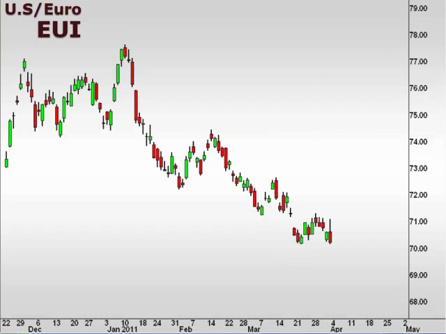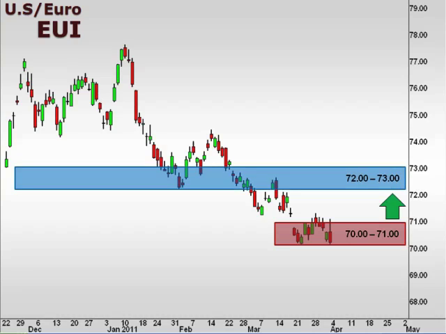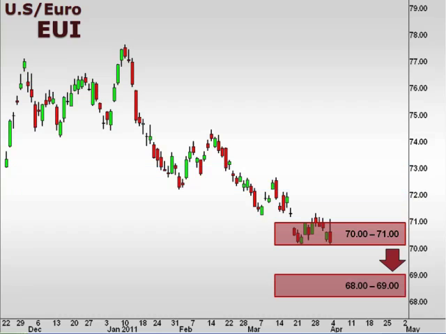Next up, the EUI, the U.S. versus the Euro. Well, the EUI continues to test this support down at the 70-71 focal zone. A break above 71 is likely to lend credibility to a retest of the 72-73 level. A break below 70 is likely to follow through with a test down towards 68.